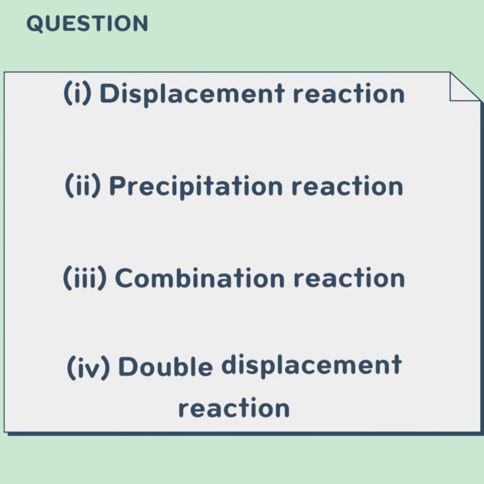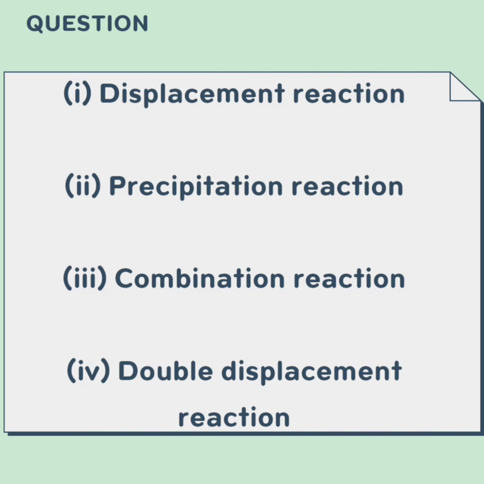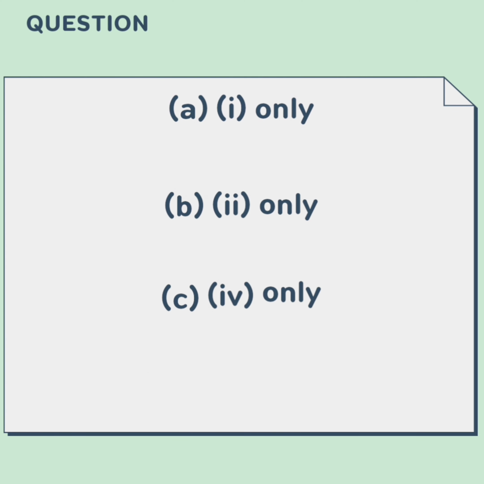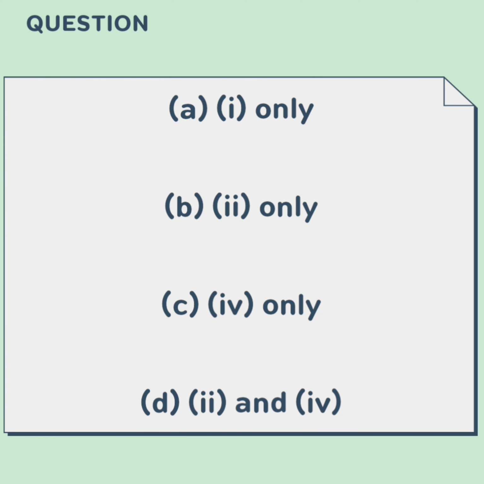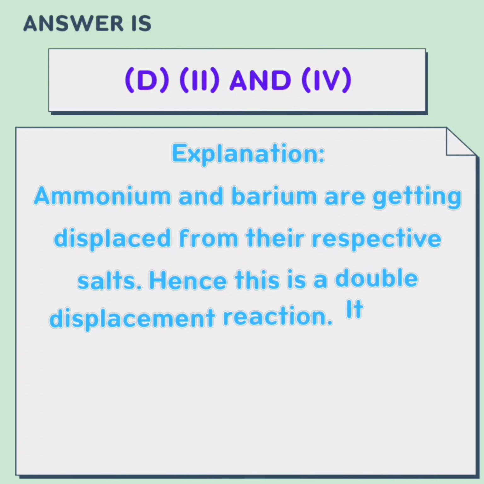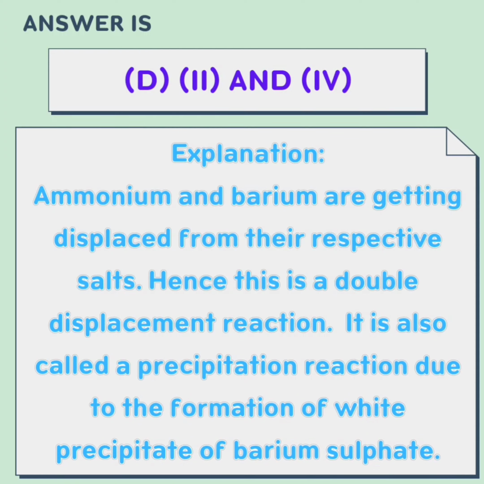1. Displacement reaction. 2. Precipitation reaction. 3. Combination reaction. 4. Double displacement reaction. A. 1 only. B. 2 only. C. 4 only. D. 2 and 4. Answer is D. 2 and 4. Explanation. Ammonium and barium are getting displaced from their respective salts, hence this is a double displacement reaction. It is also called a precipitation reaction due to the formation of white precipitate of barium sulfate.